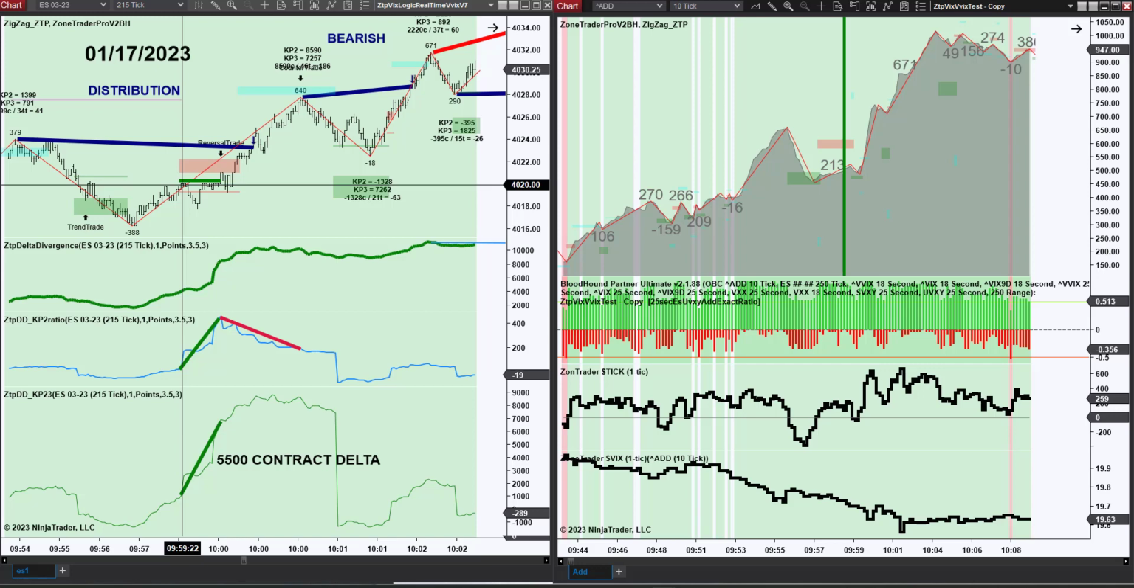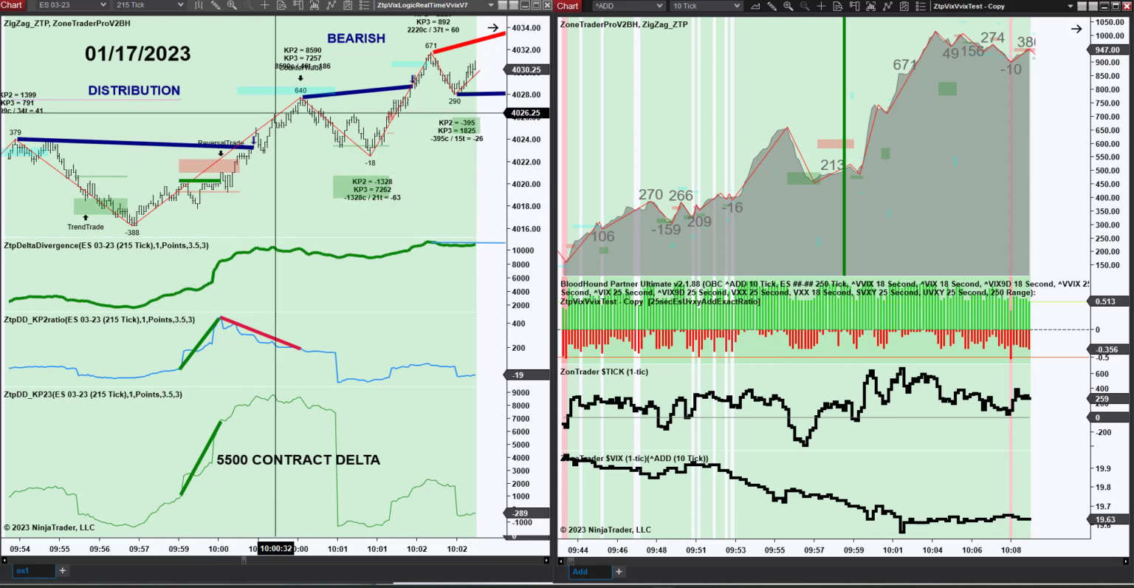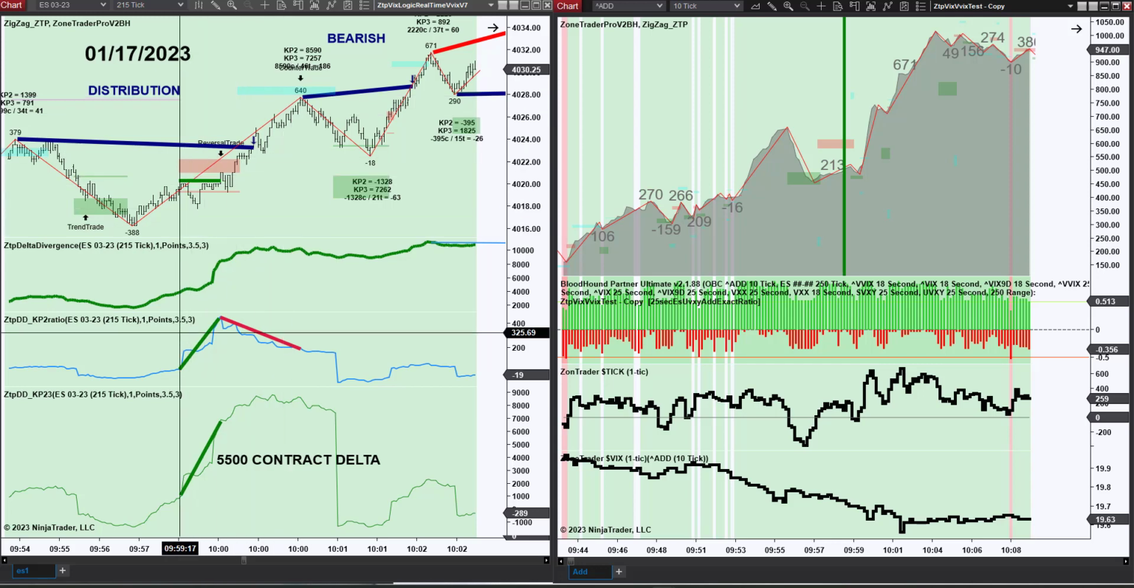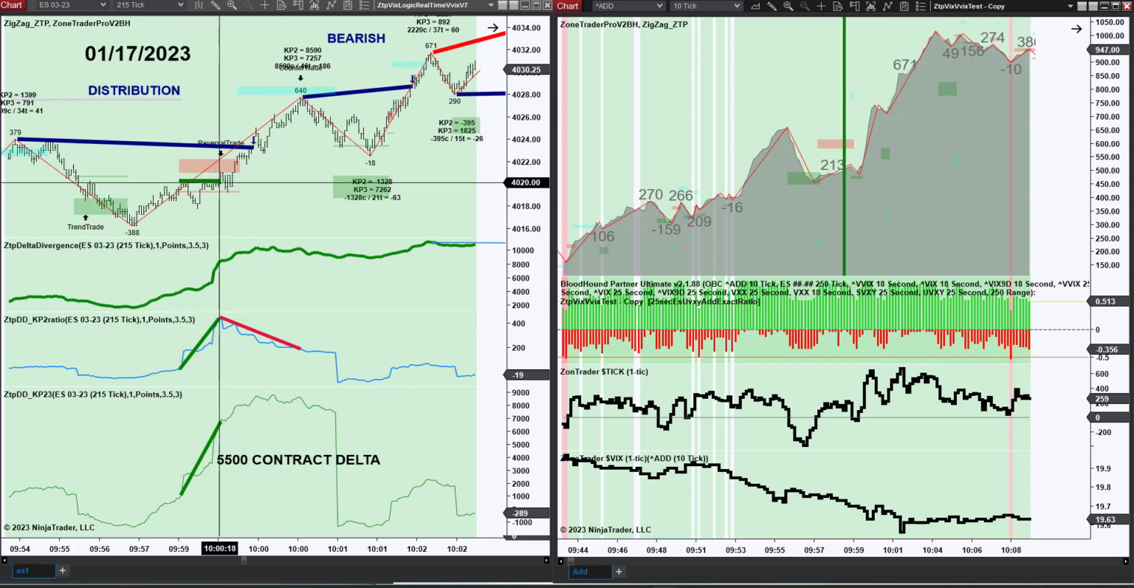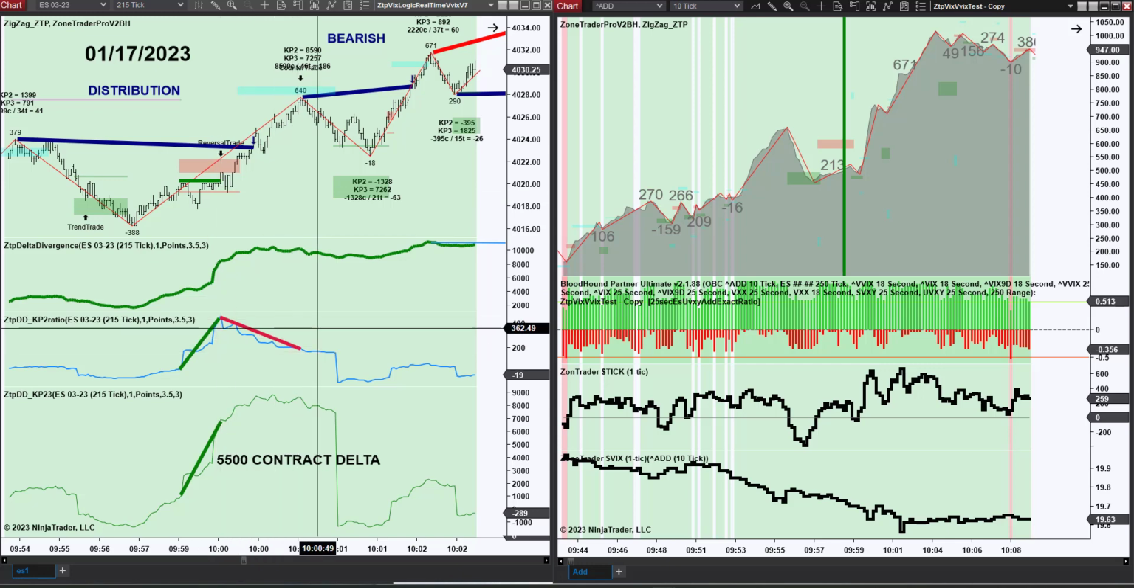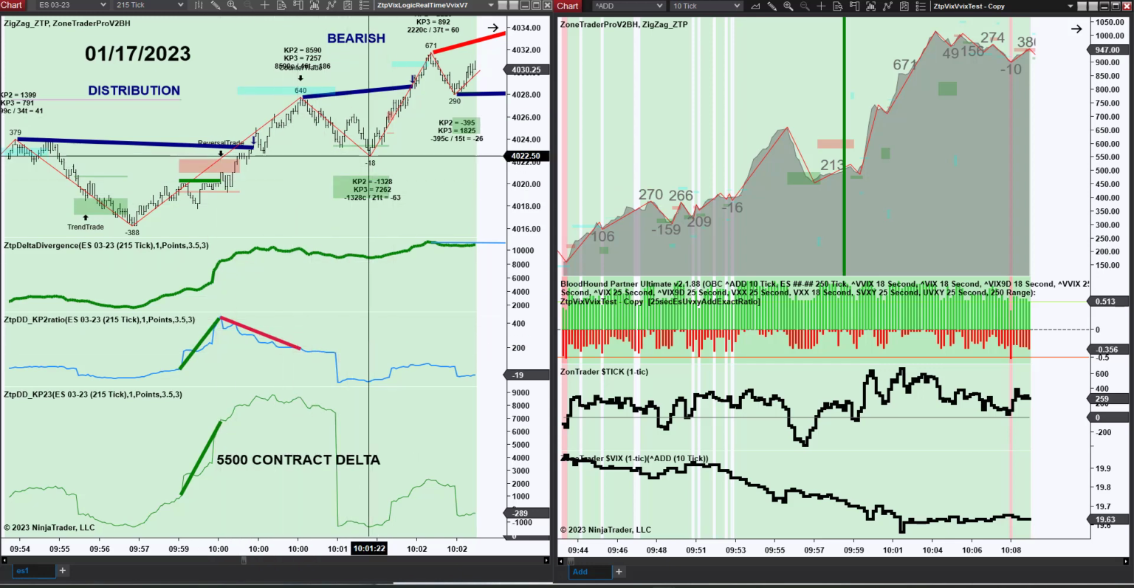Now, the point is that ZoneTraderPro was picking up the fact that we were in an extremely bullish environment here, and it was also picking up the resistance, and then it picked up the lack of resistance, giving us the possibility of a trade as we got the pullback here.